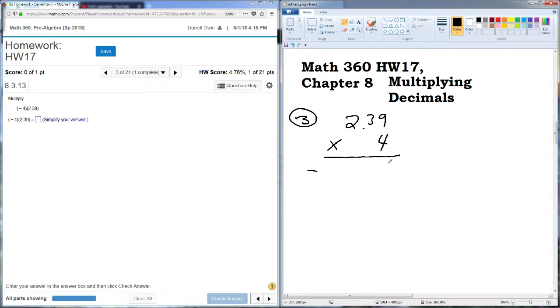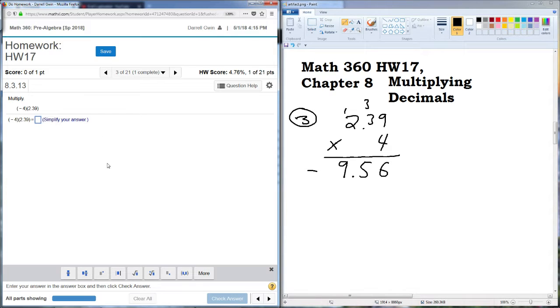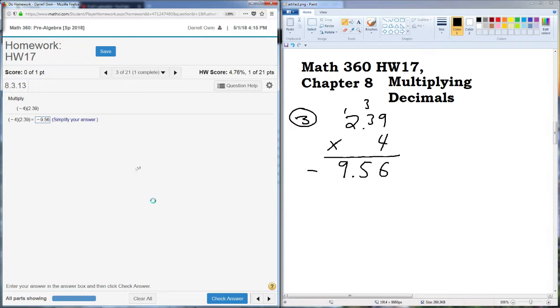4 times 9 is 36. 4 times 3 is 12, plus 3 is 15. 4 times 2 is 8, plus 1 is 9. The total decimals is 2. Here's your answer: negative 9.56. Got it.